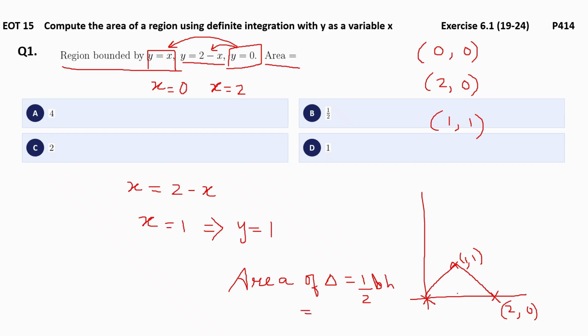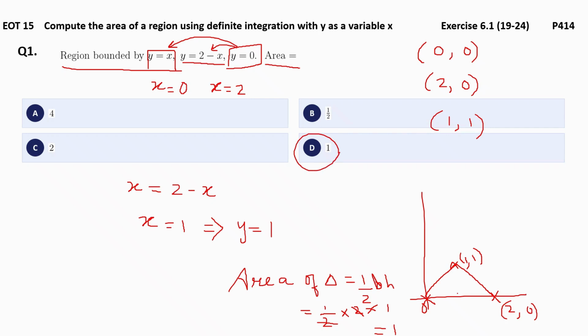So already you have half. And what is the base measurement? Yes, it is 2. Because from 0 to 2, what is the gap? It is 2. Got it? And what about the height? 1, 1. So it is 1. When you simplify, you will identify the area as 1. So it is nothing but option D.